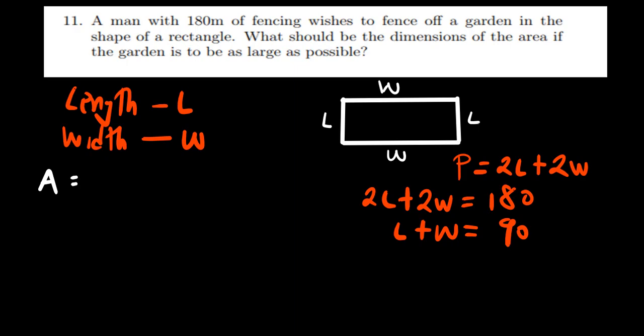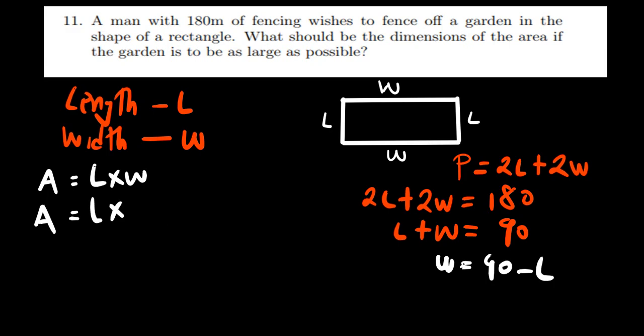You know that your area is just multiplying your length times your width, right? Okay, now from the first equation that we got, if we make width the subject of the formula, it will be width is equal to 90 minus L. Then we found our area to be area is equal to L times W. So we can say our area is equal to L multiplied by W. We are saying W is 90 minus L. So where there is W, we're going to replace it with 90 minus L. Okay, so then we solve.